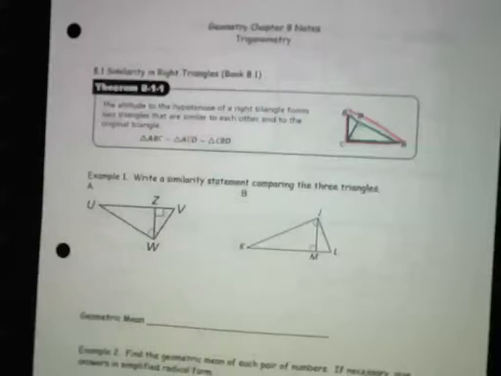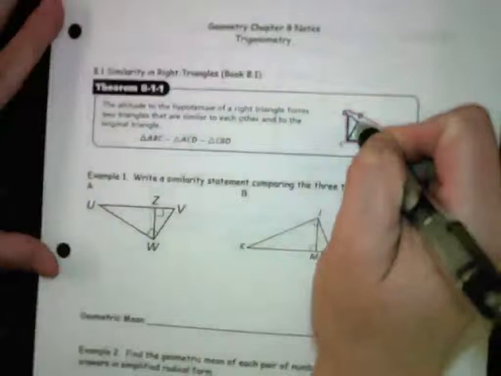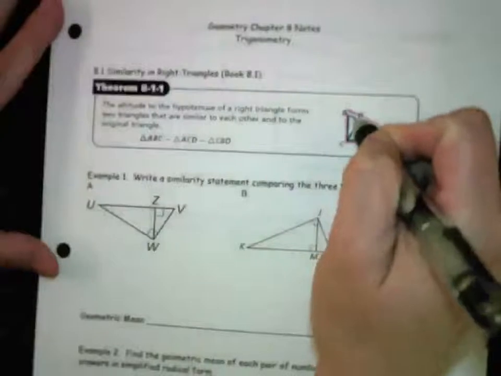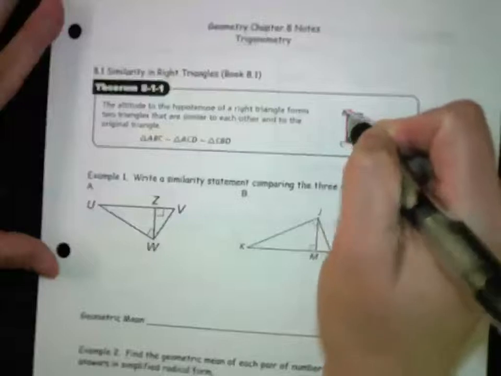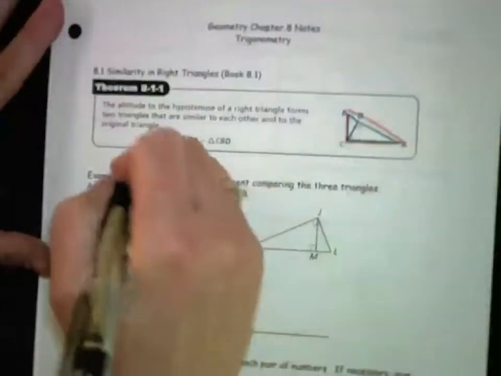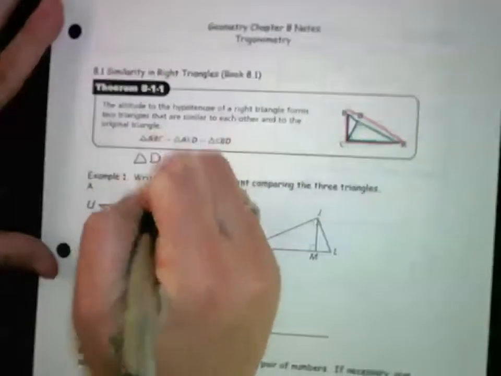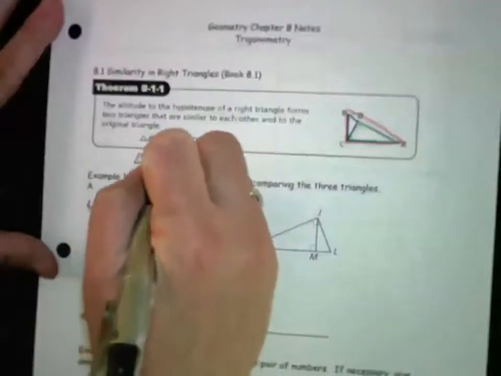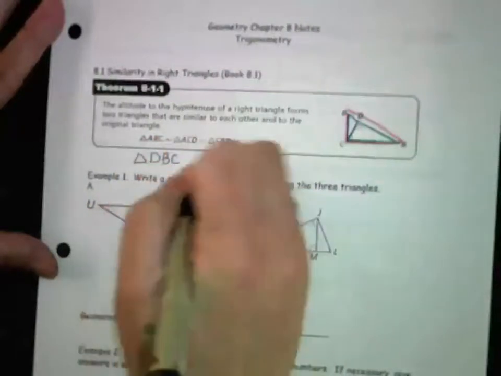And what we're going to be asked to do is to write a similarity statement. What I like to do is start with the smallest triangle, and I start with the right angle, which is D. Then I go across the short side, which is B, and then I go across the hypotenuse, which is C. So our small blue triangle: the right angle was D, across the smaller side was B, and then across the hypotenuse.